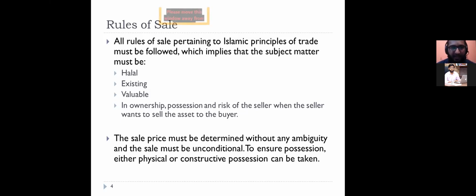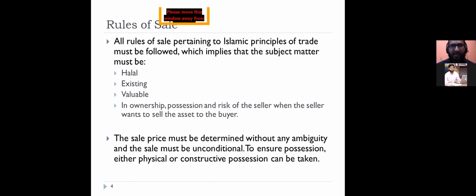Some other rules of sale include that the sale price must be determined without any ambiguity. So if we say that if payment is done with a 1 month lapse, this would be the price, and if payment is done with a 2 month lapse, this would be the price, we cannot have such a sale contract. In the sale contract, it is necessary that the sale price be determined with a particular time frame of payment. So it is allowed that the price could be different across time and space, but once we are conducting a sale, the price has to be determined. It cannot be made ambiguous.